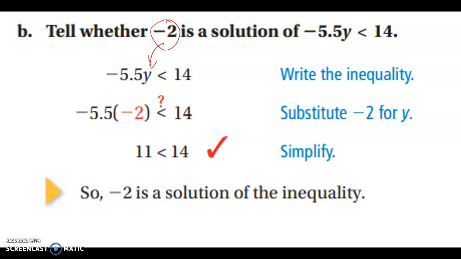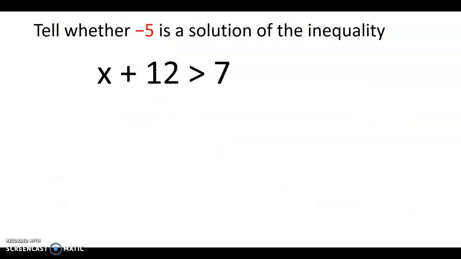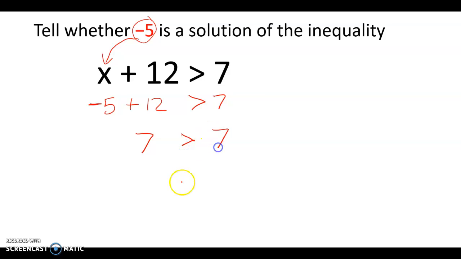We've got 3 problems left. On this one, all we want to know is, is negative 5 a solution? We take the negative 5 and put it in for the x. So we have negative 5 plus 12, and we want to know if that's going to be greater than 7. What is negative 5 plus 12? It's 7. Is 7 greater than 7? No, it is not. It's equal to. So that one is no. Negative 5 is not a solution.